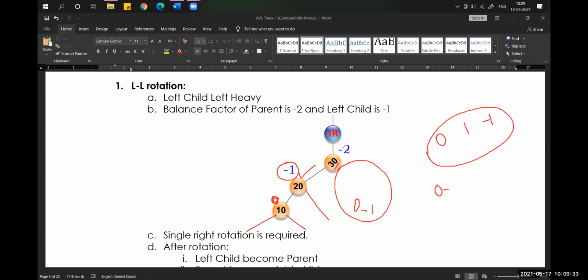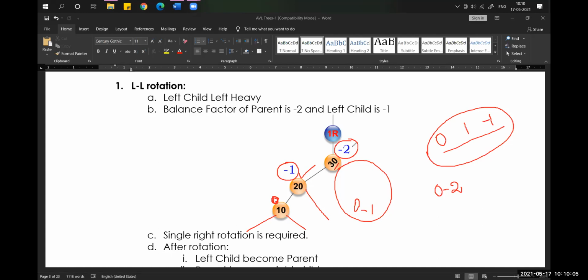Now, what is the height of the left subtree here? How many nodes are present on the left side of the 30? 1 and 2. So 0 minus 2. What is the value for this 0 minus 2? We got the minus 2. So whenever we get minus 2 or plus 2, instead of getting these three numbers, we got the minus 2 here.